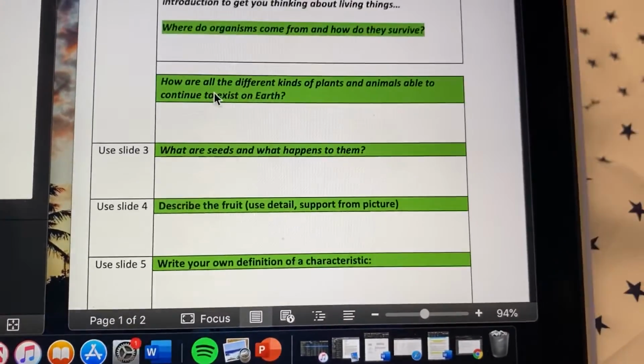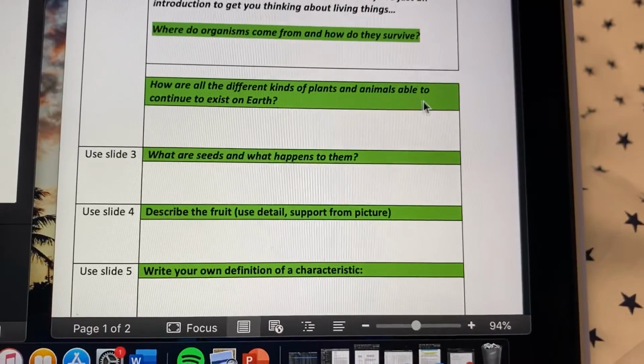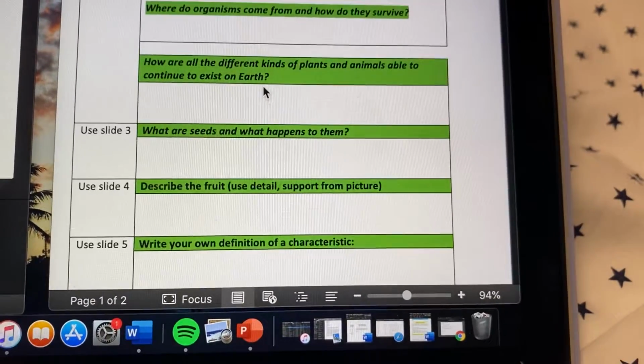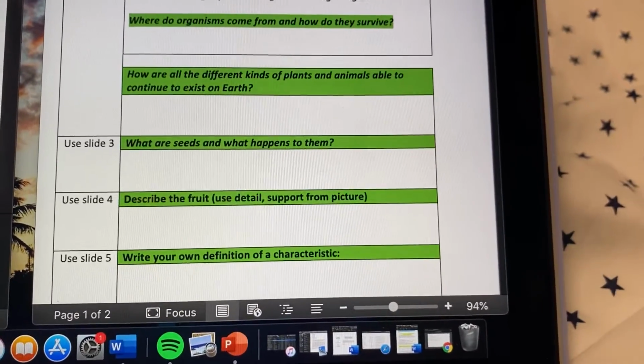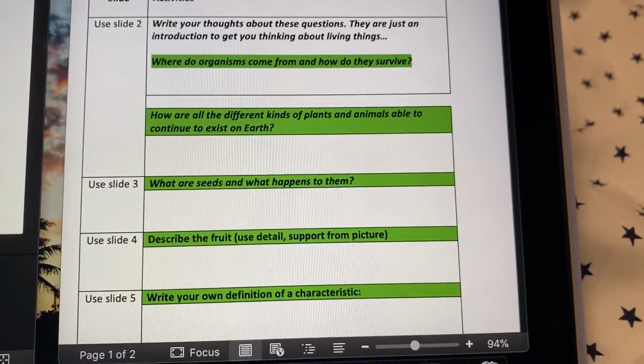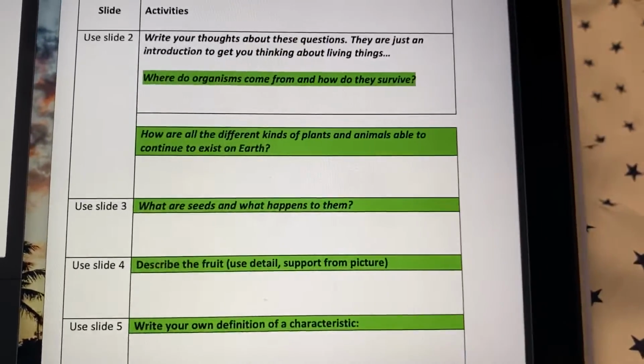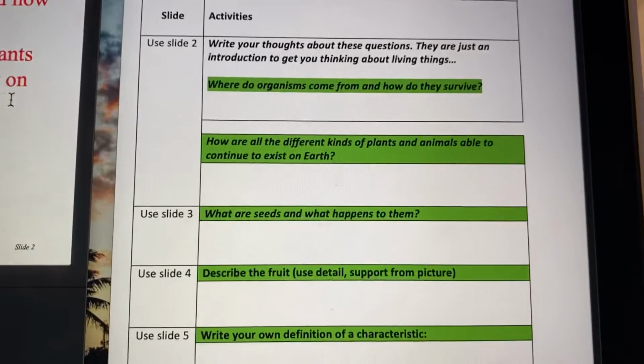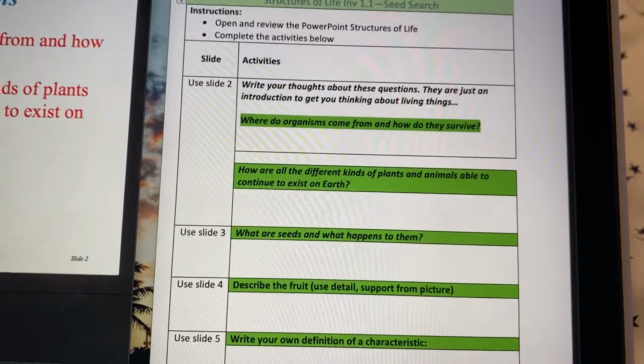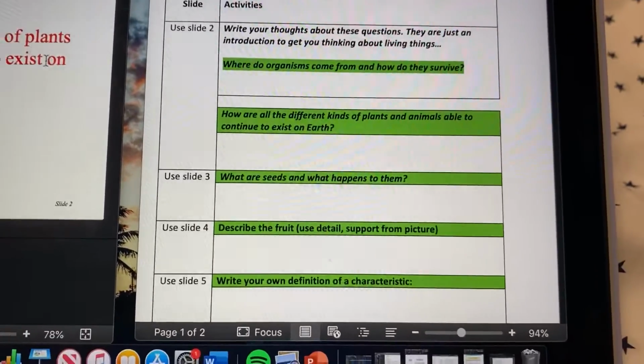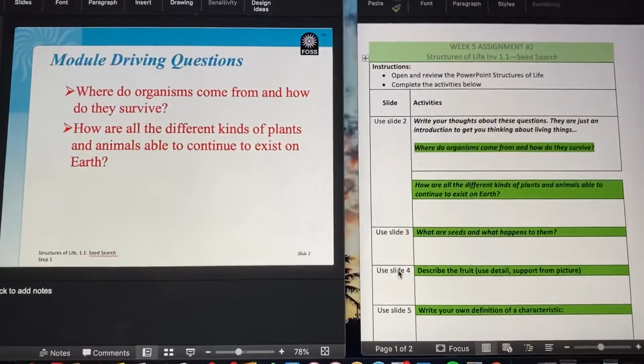And then it says, here we go, second question. How are all the different kinds of plants and animals able to continue to exist on Earth? So what are the different things that plants and animals need to basically live? There's a lot of things. So if you can name a few, please do that. And then it says use slide 3.